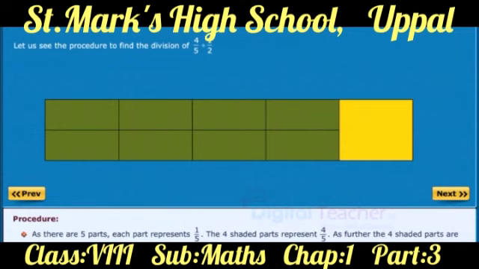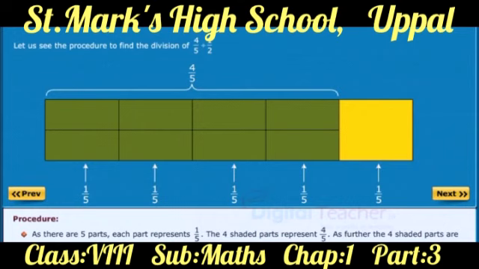As there are 5 parts, each part represents 1 by 5. The 4 shaded parts represent 4 by 5. As further, the 4 shaded parts are divided into halves, which represent 8 subparts out of 5 original parts. That is, 4 by 5 divided by 1 by 2 is equal to 8 by 5.